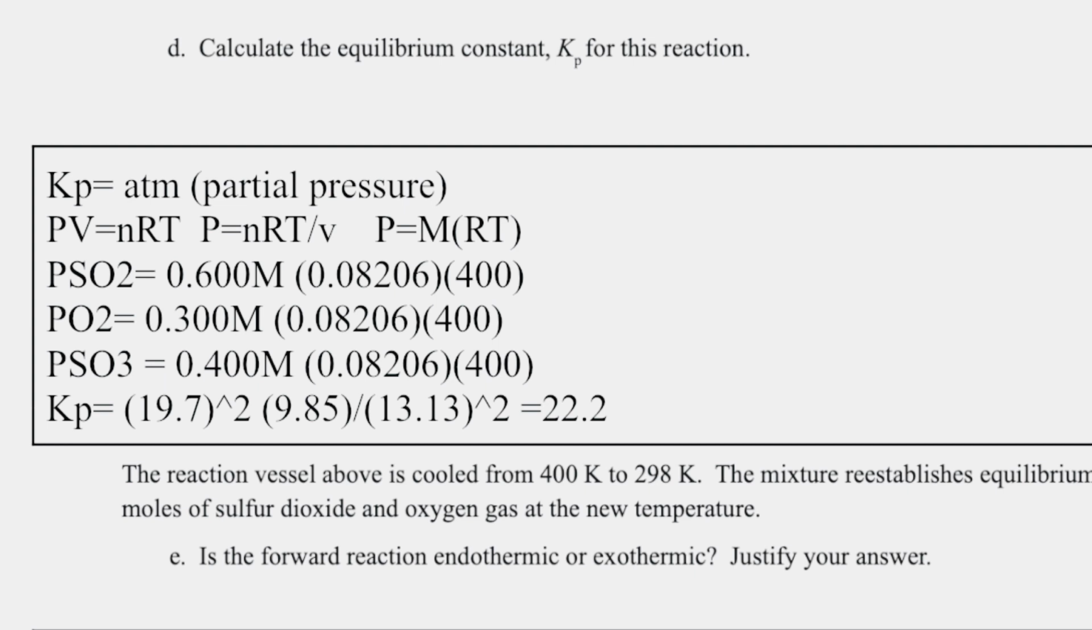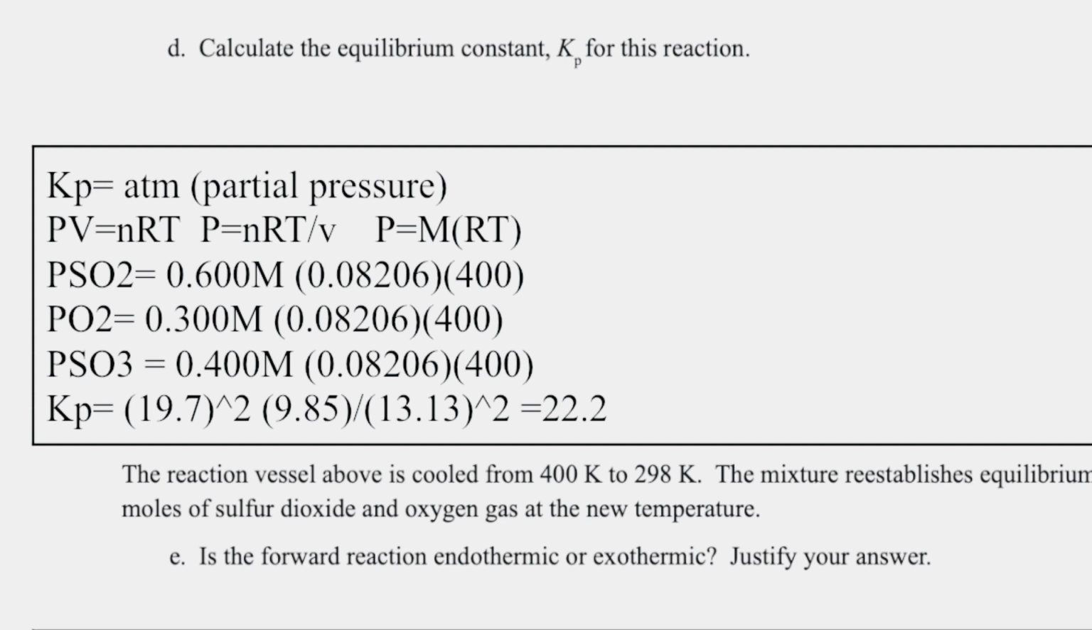So now for part D, we have to calculate the equilibrium constant Kp for this reaction. So Kp is in atm, so partial pressure times partial pressure. We know that PV equals nRT, and we also know that P equals nRT over V, so P equals M times RT. So for the first one, we have PSO2 is equal to 0.60 M.